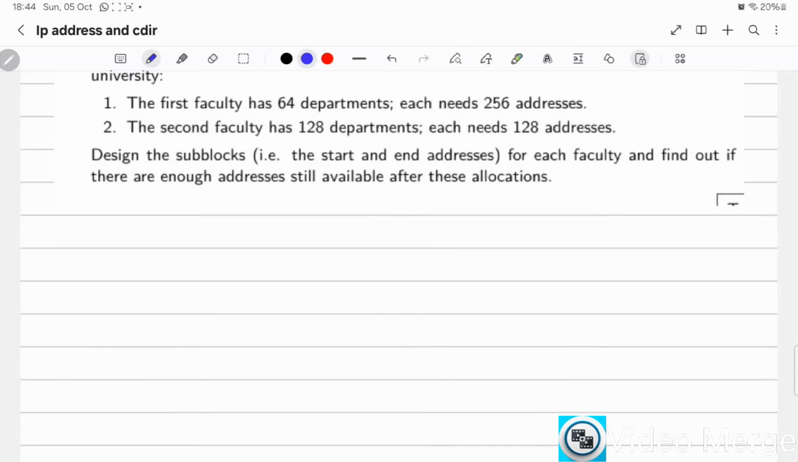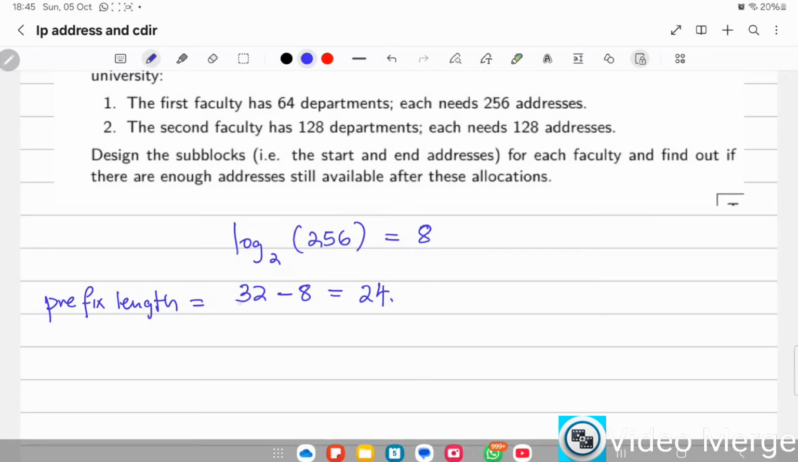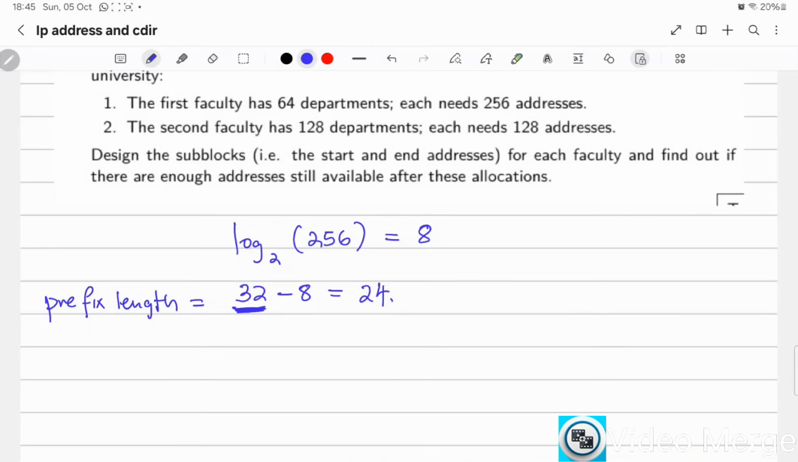So the way I like to simplify my life all the time, using a calculator, is to take log 2 of 256. If you punch this in your calculator, it's going to give you 8. Then 32 minus 8 gives you 24. We call this the prefix length, and we always subtract from 32 the number that we got from our logarithm function.